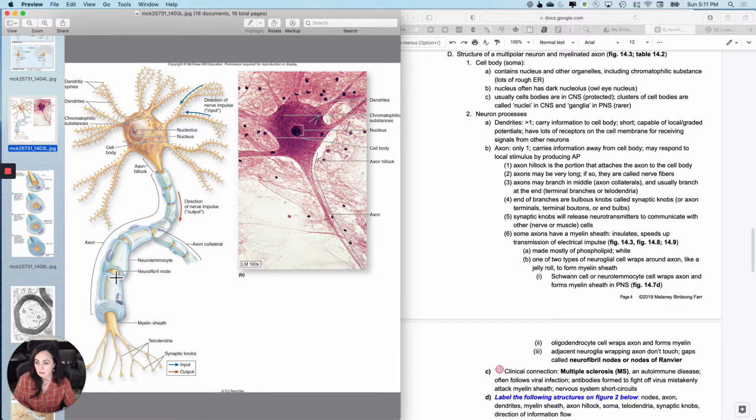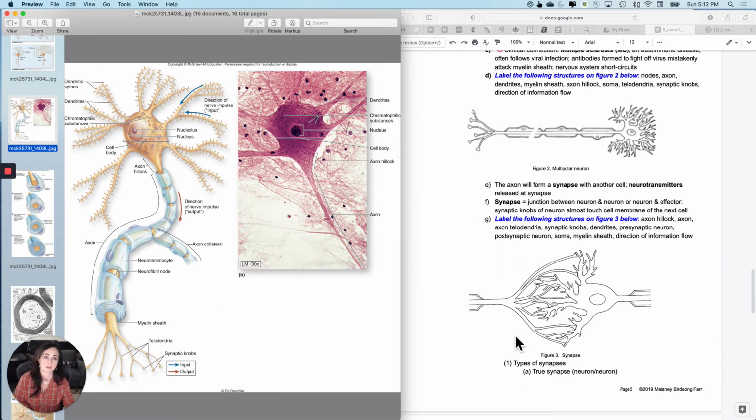One last little thing: there are little areas in between myelination where it's not myelinated, and those are called nodes, or neurofibril nodes, or they used to call them nodes of Ranvier because of the dude who found them. Okay, let me tell you one little clinical connection here, which is kind of interesting.